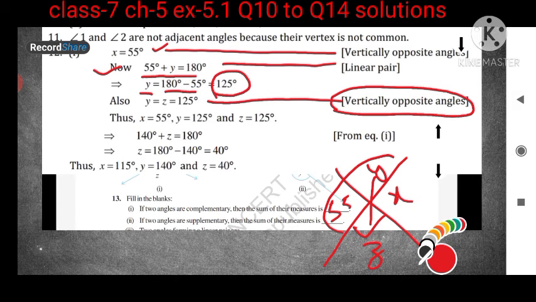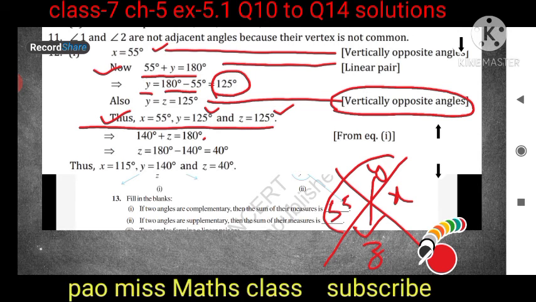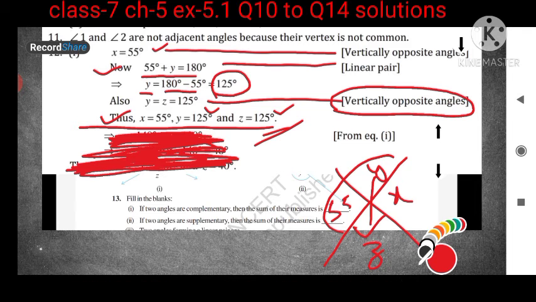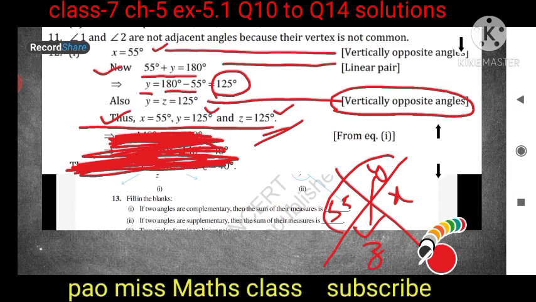Okay. Now what we got? X equal to 55, y equal to how much? 125, and z is also equal to 125. Now till here you have to write the solution. Okay, till here you have to write the solution. This is the answer for the first question. Now come to the next question. So these are not required here. Okay, just don't write this one by mistake. So you will write till here, x equal to 55, y equal to 125, and z equal to 125.